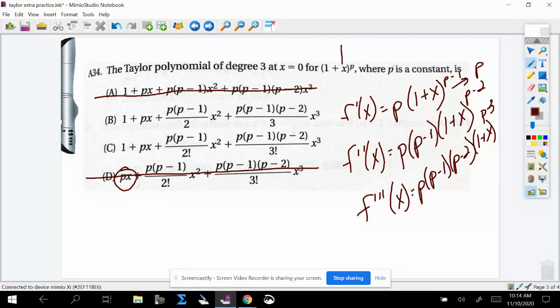Still good so far with B and C. My next one is going to be p times p minus 1 times p minus 2, x to the third power, and you're going to divide by 3 factorial. And we finally found the other issue. This one does not have the factorial, so my correct answer there is C.